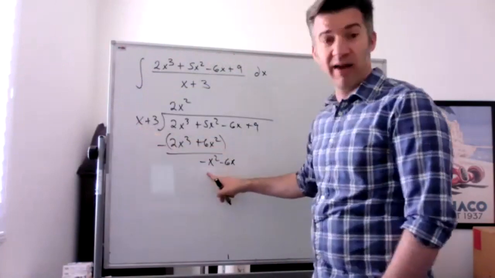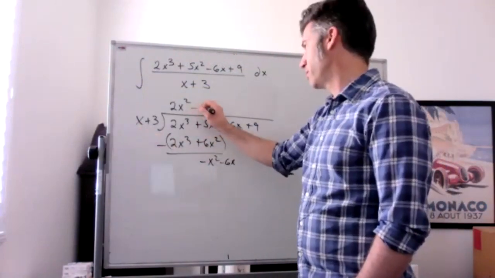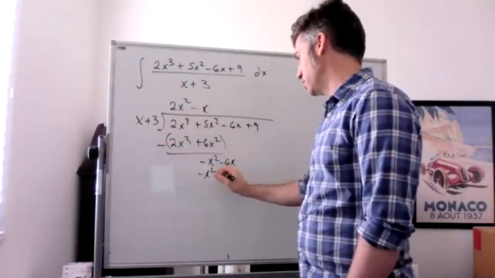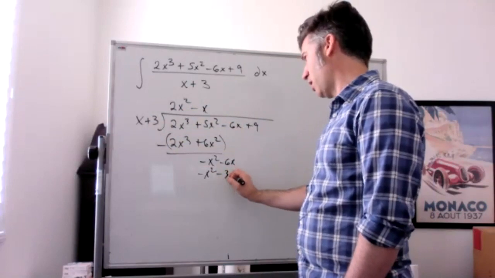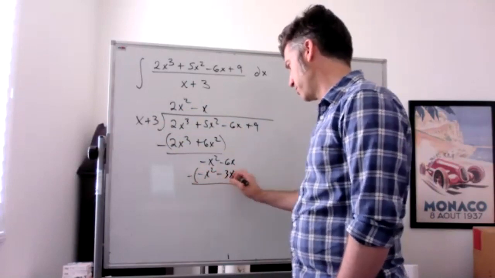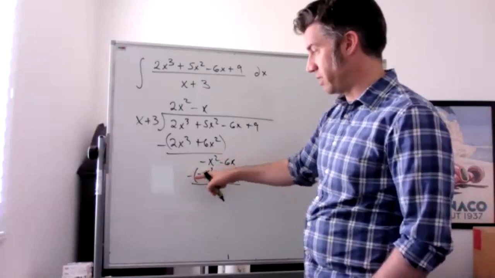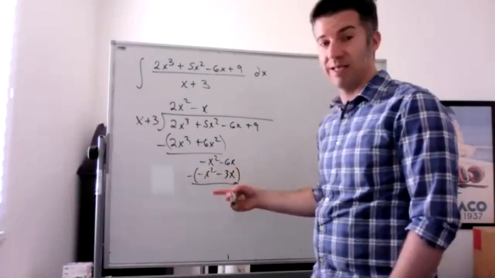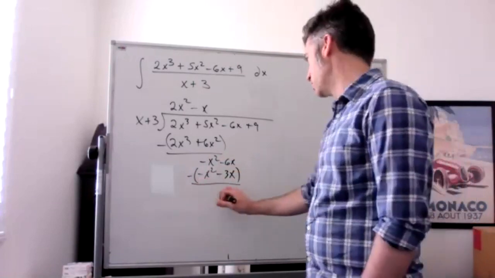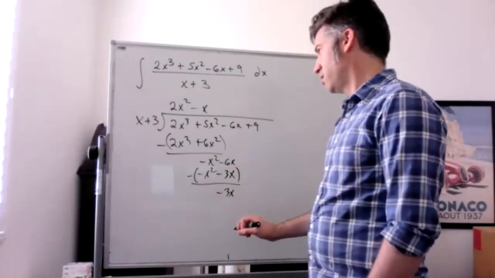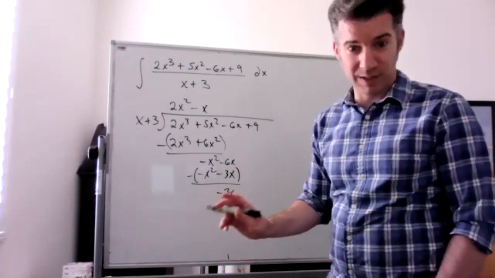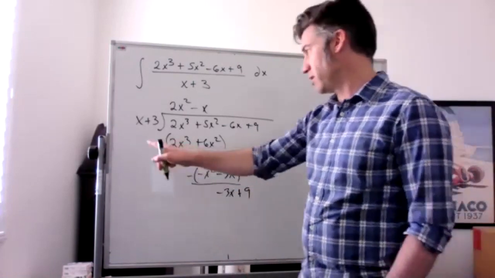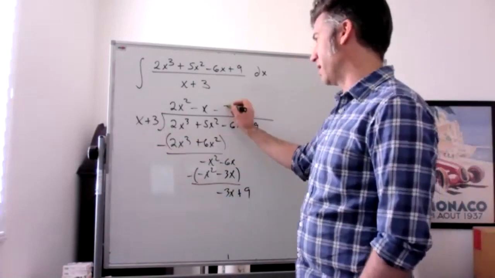x times negative x will give me negative x squared. Negative x times x is negative x squared. Negative x times 3 is negative 3x. Subtract. Negative x squared minus negative x squared is 0. Negative 6x minus negative 3x is negative 6x plus 3x, which is negative 3x. And I was worried I came up with one that was not going to have a remainder, but it does. It's close though. So when you multiply by x to get negative 3x, it's negative 3.